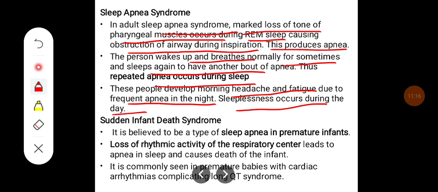Another condition, sudden infant death syndrome. It is believed to be a type of sleep apnea in premature infants. Loss of rhythmic activity of the respiratory center leads to apnea in sleep and causes death of the infant. It is commonly seen in premature babies with cardiac arrhythmias, complicating long QT syndrome.